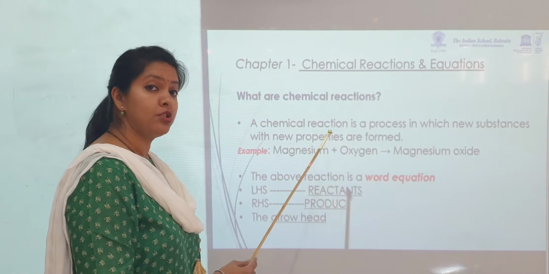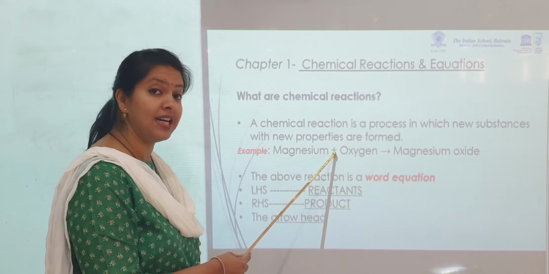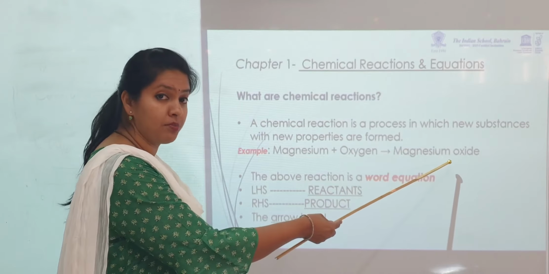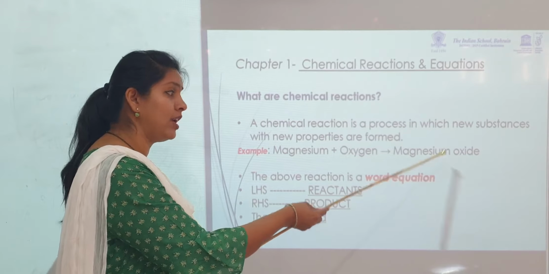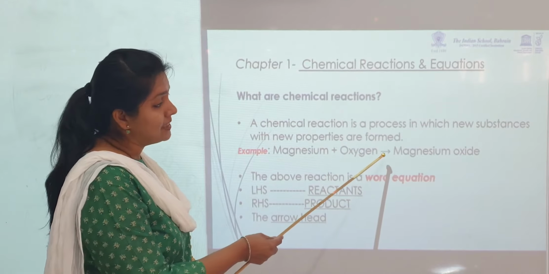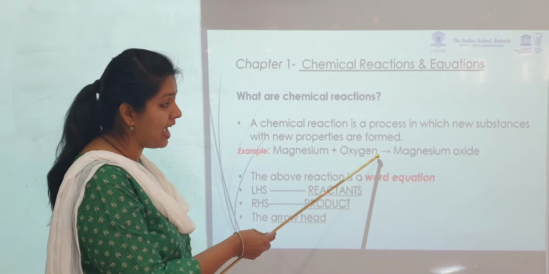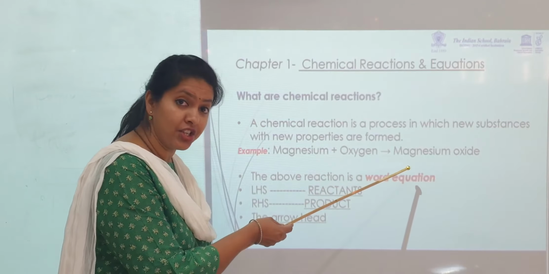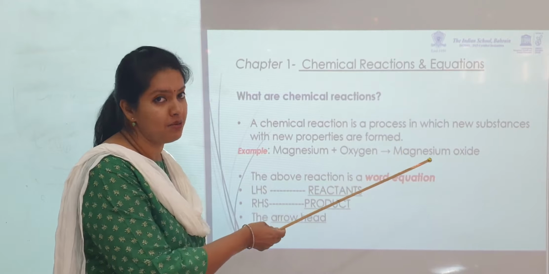If you have more than two reactants, we separate them using a plus sign. Similarly on the product side also, but here we have only one product, and that is magnesium oxide. You can see an arrow mark over here. The arrowhead goes in the direction of the reaction towards the product.